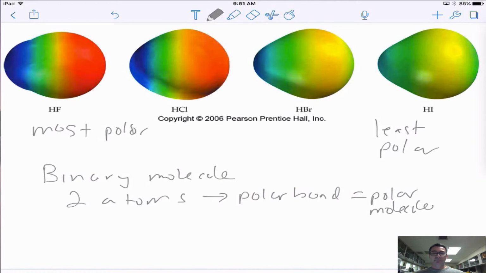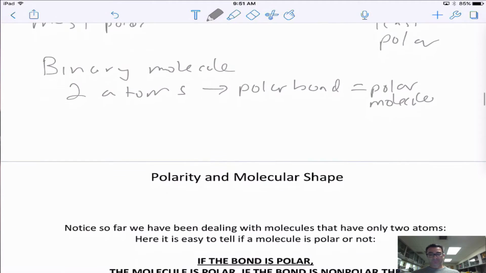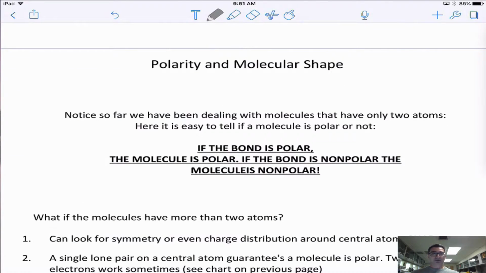If I have something more complicated, though, I need to look at what's known as the charge symmetry. So let's take a quick look at what that is. We talked about bond polarity, difference in electronegativity, but now what happens to an entire molecule if I have something with multiple bonds? What I said before is that if the bond's polar, the molecule is polar, and this is only if you have a binary molecule. Well, what if you have a molecule that has more than 2 atoms?